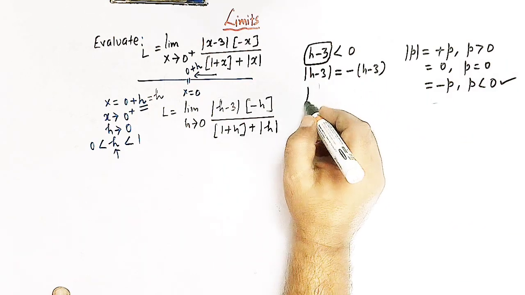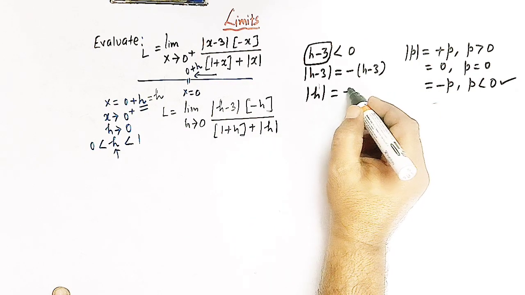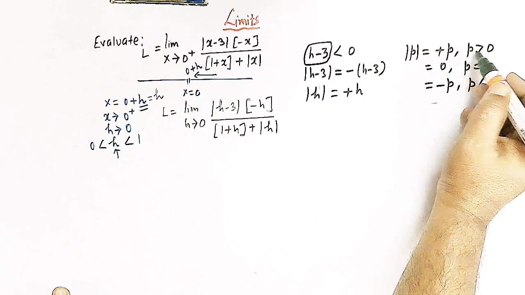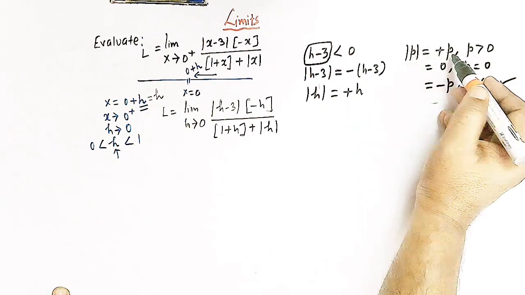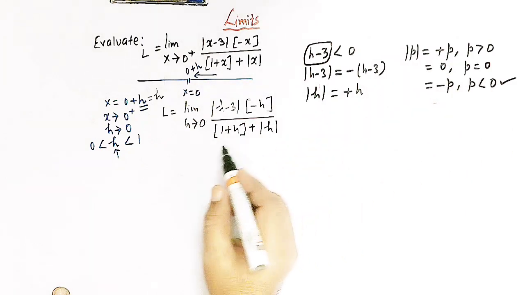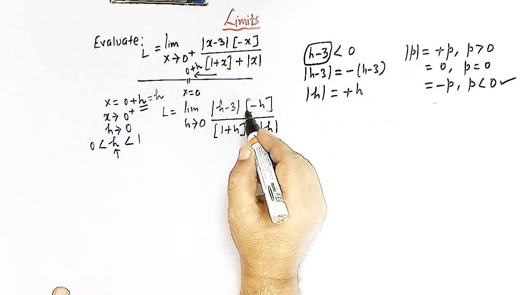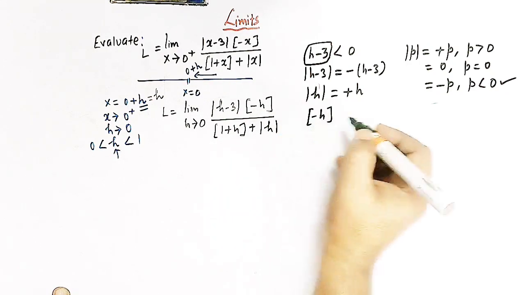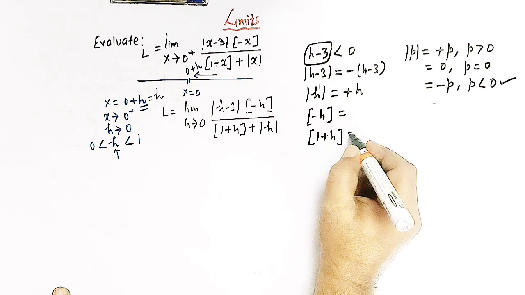And here we have mod of h, and mod of h can be written as positive h because h is positive. So when p is positive, that is greater than 0, mod of p is equal to positive p, right? Okay, and now we have to take care of these two terms, that is greatest integer of minus h and greatest integer of 1 plus h.